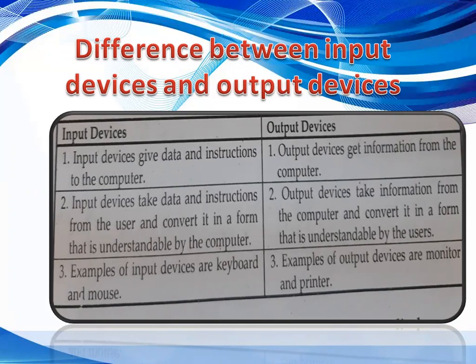So remember that in input devices, we use the words data and instruction. Data means the raw facts and figures we can enter into the computer. And output devices get information, meaning the processed form of data you can get with the help of these output devices. Input devices take data and instruction from the user and convert it into a form that is understandable by the computer. Output devices take information from the computer and convert it into a form that is understandable by the user. Examples of input devices are keyboard and mouse, and examples of output devices are monitor and printer.